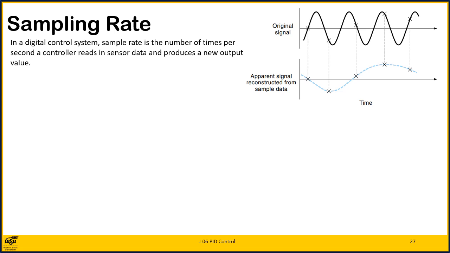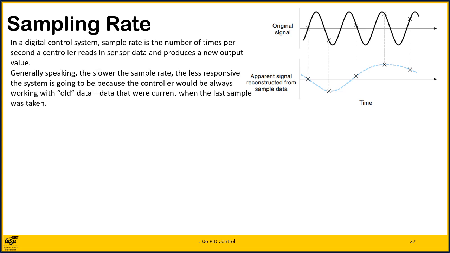In a digital control system, sample rate is the number of times per second a controller reads in sensor data and produces new output values. Generally speaking, the slower the sample rate, the less responsive the system is going to be, because the controller would be always working with old data that were current when the last samples were taken.